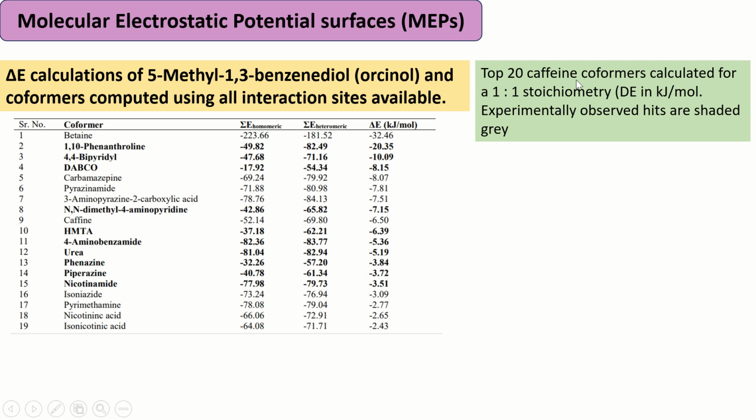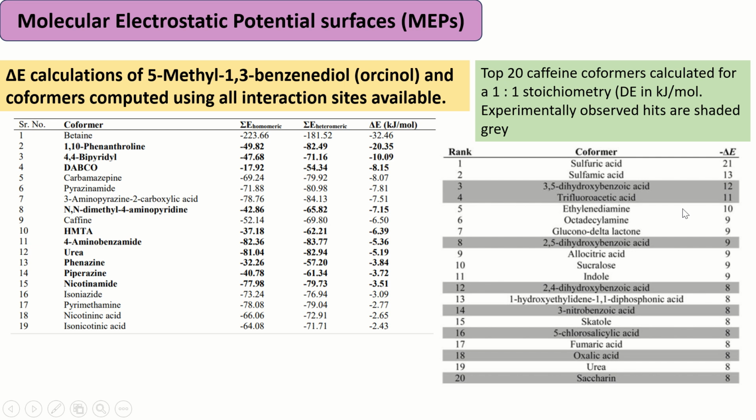So here is the top 20 caffeine coformers calculated with one stoichiometry. In case of caffeine, apparently we have the highest delta E values with sulfuric acid and sulfamic acid, but we got the co-crystals with these gray shaded areas. As you see, their delta E values are 12, 11, 9, 8, and so on.